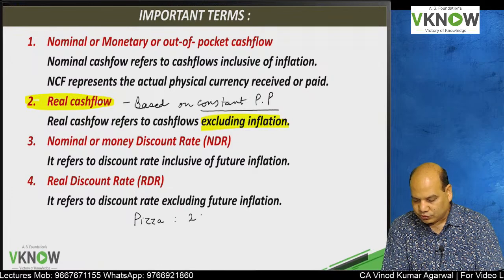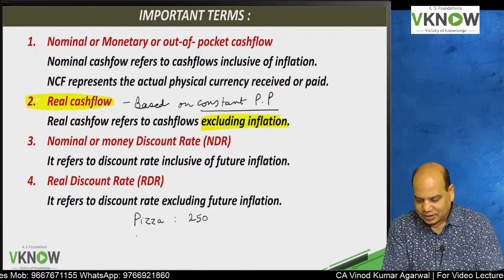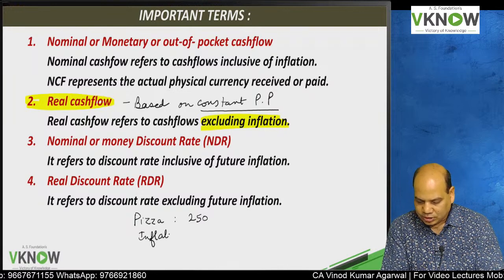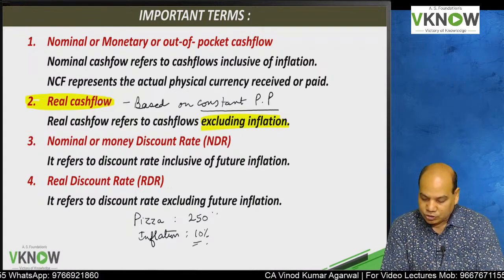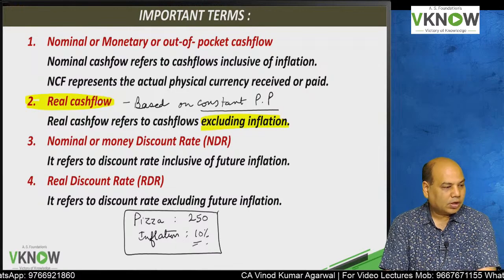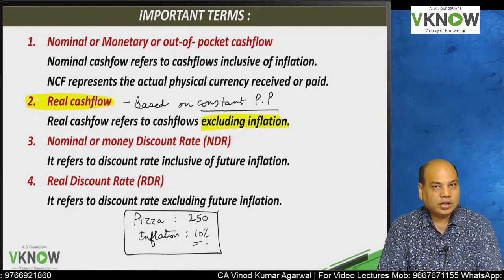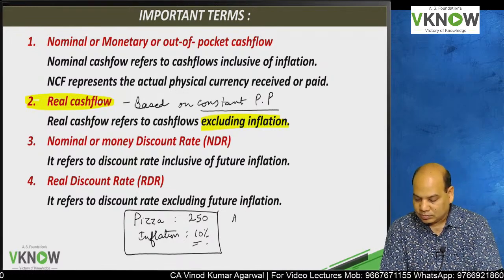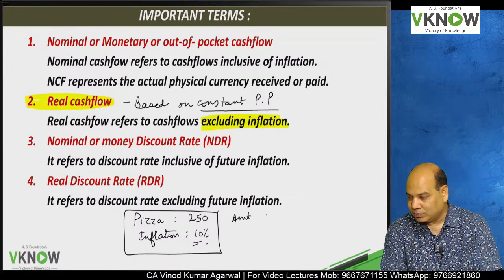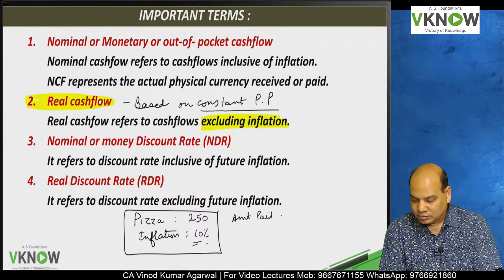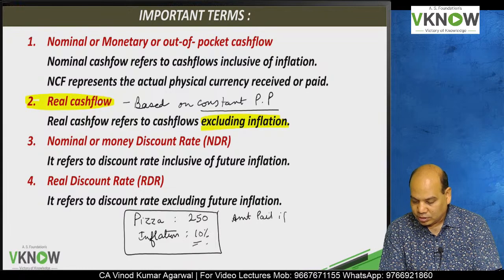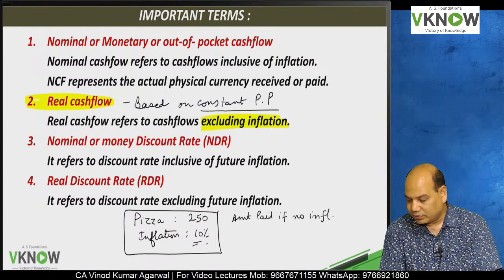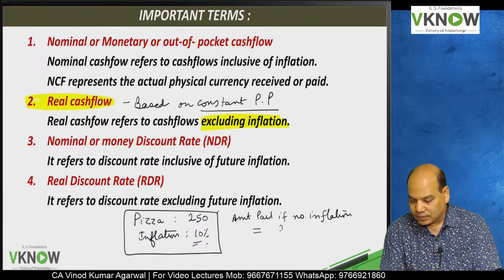So same example, a pizza cost you 250 rupees in the current year. Inflation is 10%. Quickly reply, had there been no inflation, then what would be the amount you would have paid for this pizza? Please reply. Take your calculator, keep ready. Amount paid without inflation, if no inflation was there: 250 divided by 1.10.